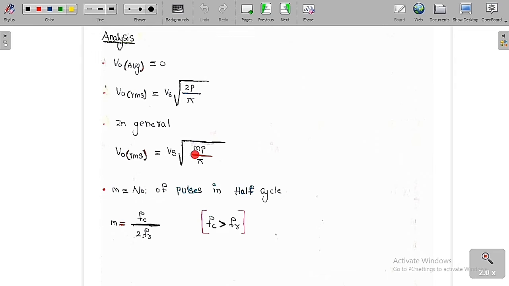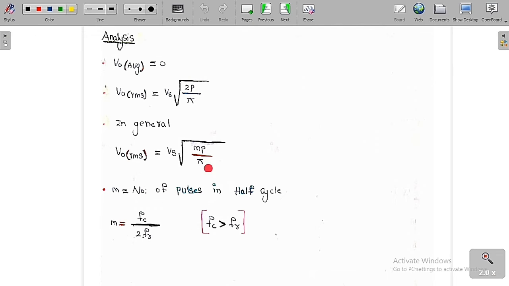Here m is called the number of pulses in half cycle, which is m into p by pi. So the RMS value is Vs into the square root of m into p by pi, where m is the number of pulses in half of the cycle.